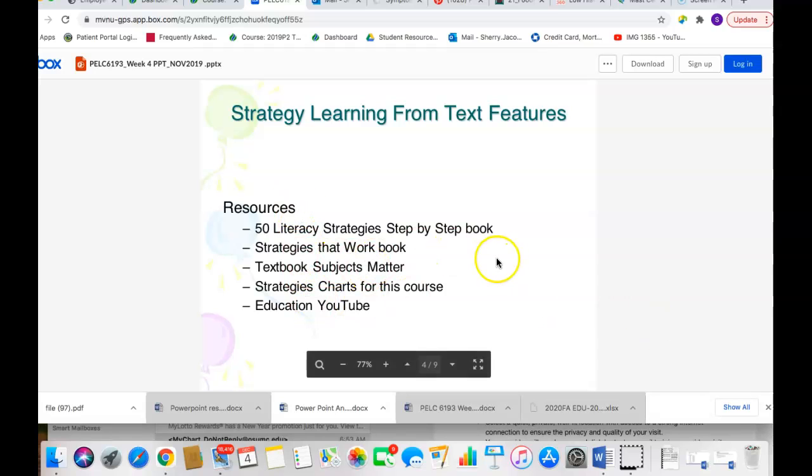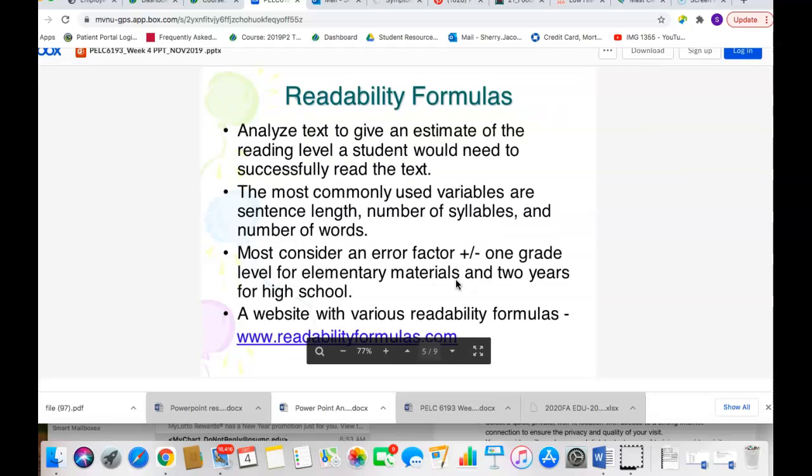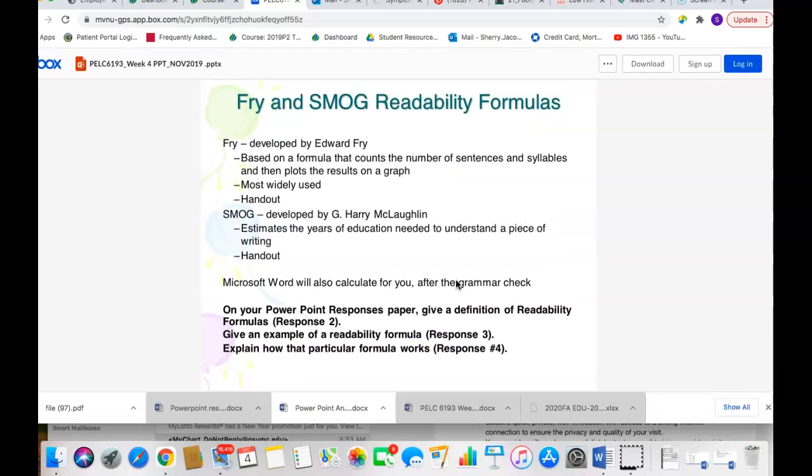Some of these books you have, some of these you don't. I still have this 50 literacy strategies step-by-step book in here, and that's something you can always purchase or view at a library, but that's in there too from when I taught this class face-to-face, so knowing that's another good resource. You have the strategies at workbook, the textbook subject matter book, and the strategy charts. And Education YouTube is also a very good thing to use with it.